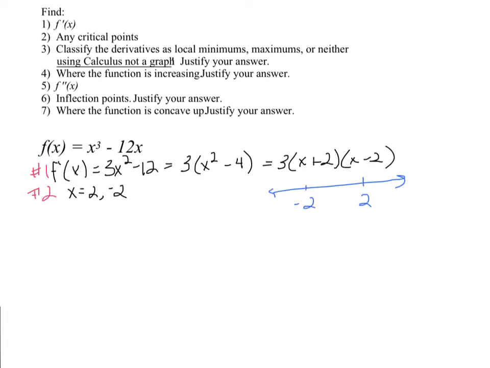Now, if I plug in a number less than negative 2, say like negative 10, I get 3 times a negative times a negative. Well, that's positive. If I plug in a number between negative 2 and 2, like 0, 3 times a positive times a negative is negative. If I plug in a number bigger than 2, 3 times a positive is positive. So, the derivative changes from positive to negative. The function changes from increasing to decreasing. This is a maximum.